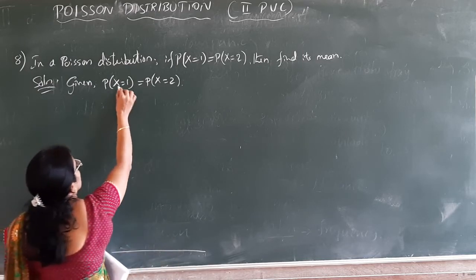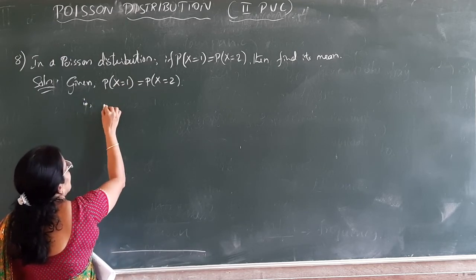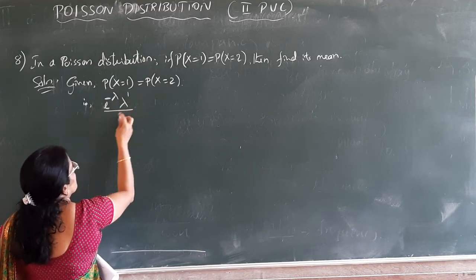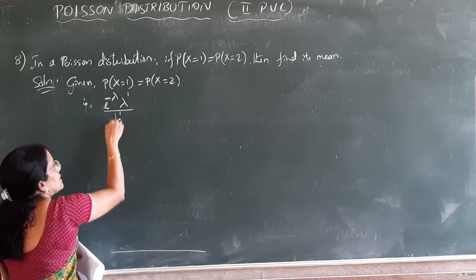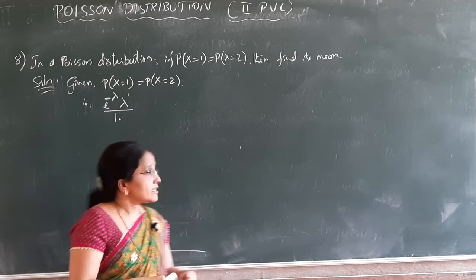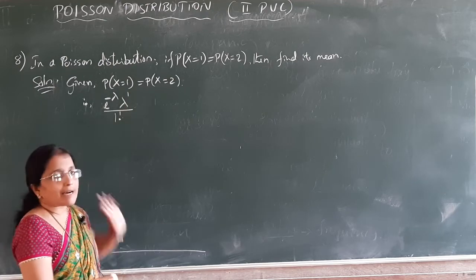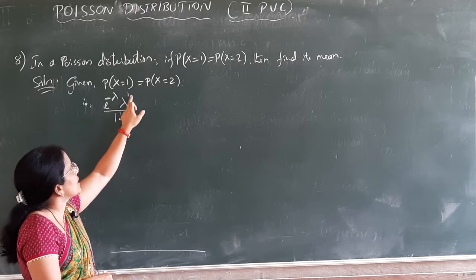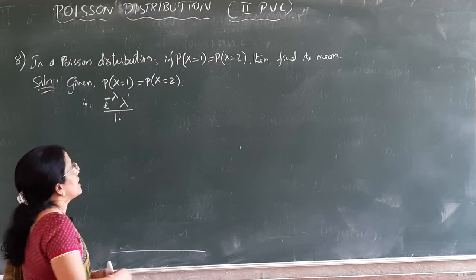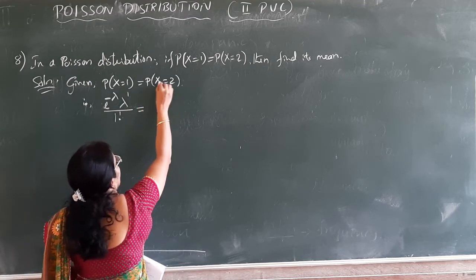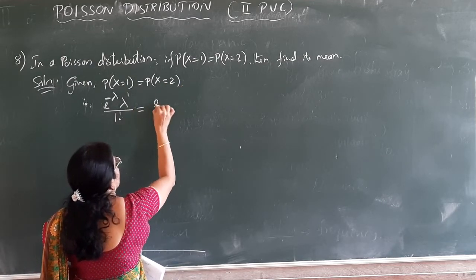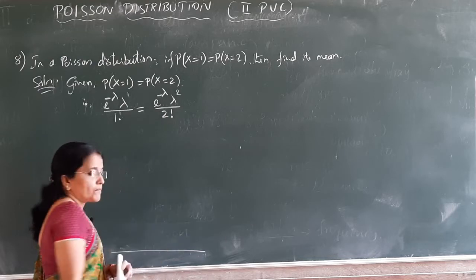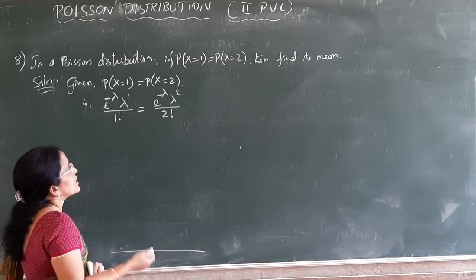Now for that, first substitute x is equal to 1 in the probability mass function. E power minus lambda, lambda power 1 divided by 1 factorial. I have substituted x is equal to 1 in the probability mass function, e power minus lambda, lambda power x divided by x factorial. In place of x, I just wrote 1. Similarly, on the right side also, substitute x is equal to 2 in the probability mass function. That is e power minus lambda, lambda power 2 divided by 2 factorial. Right? Just a substitution.